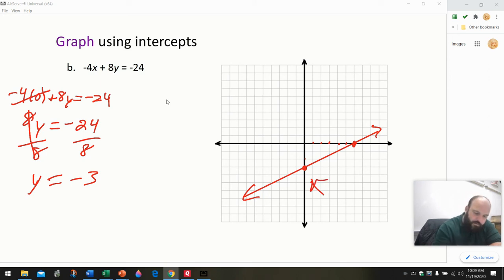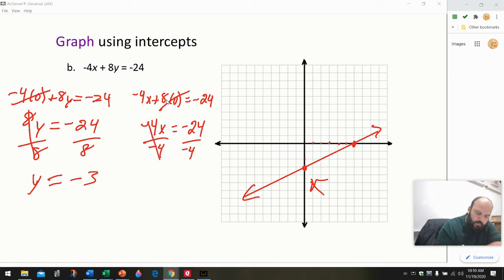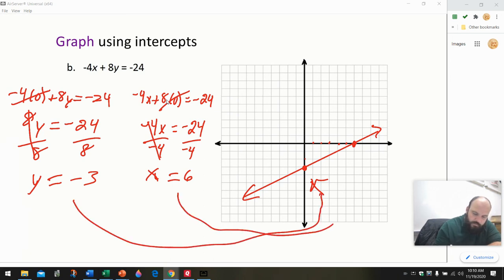Okay? Now I'm going to do the same thing, but I'm going to put a 0 in for the y. So negative 4x equals negative 24. Divide by negative 4. X equals 6. And you can see this one went right there. This one goes on the x-axis at 6. And then once you have 2 points, you can draw your line.